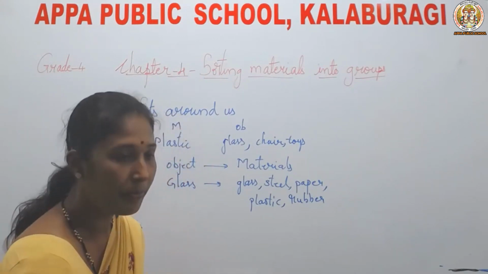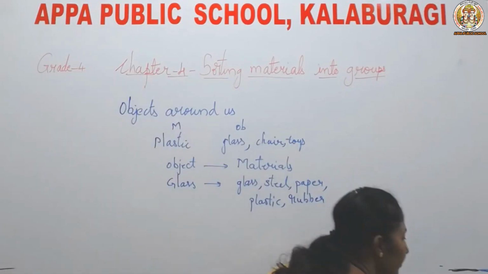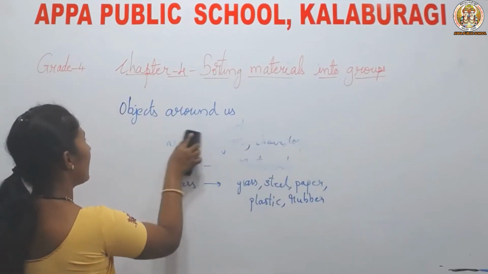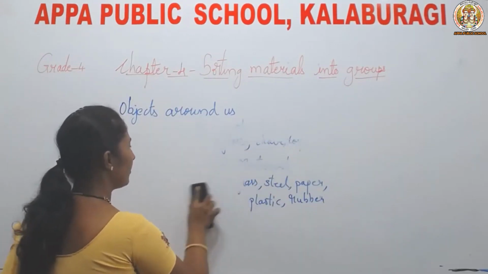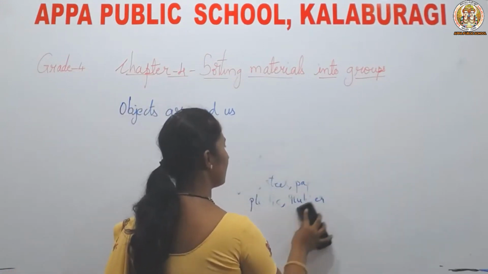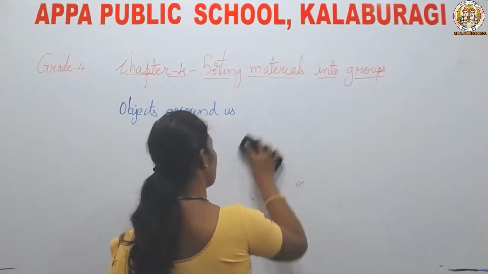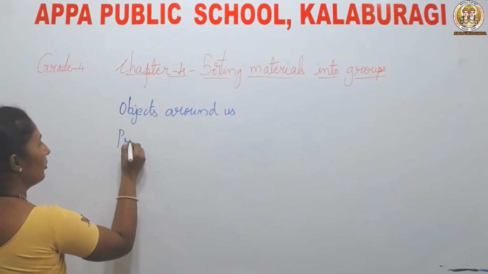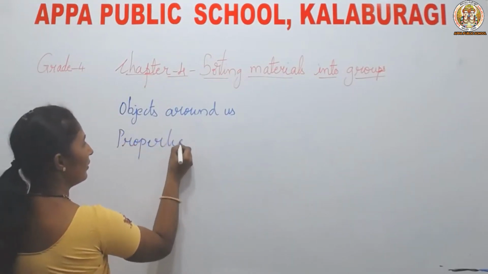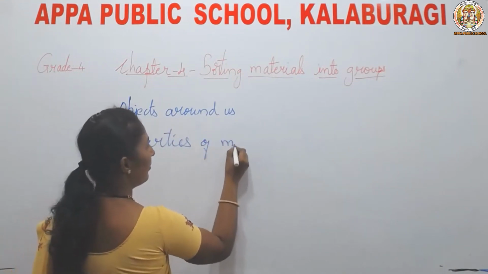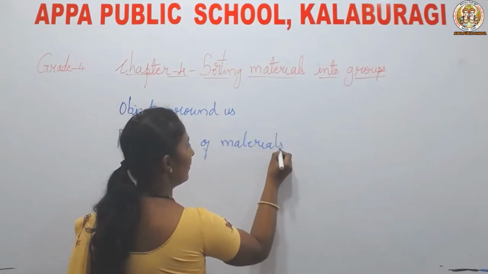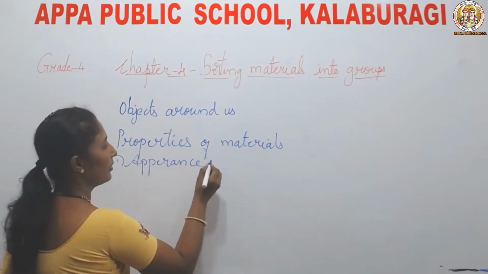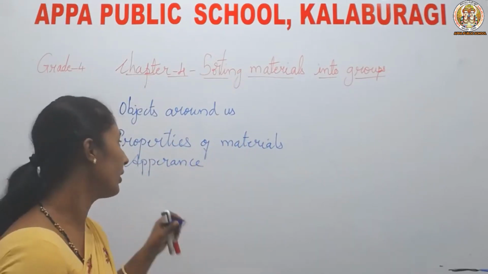Also, we have learned the properties of a material. So what is the first property we have learned? That is appearance. We also learned the properties of material, and first, appearance. So I have explained about the appearance.